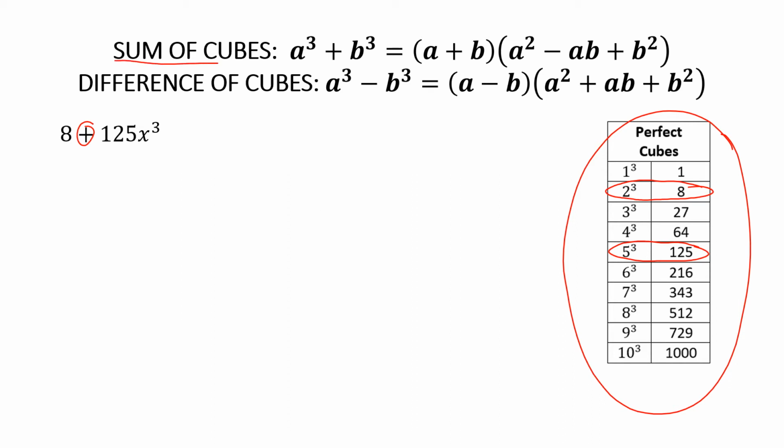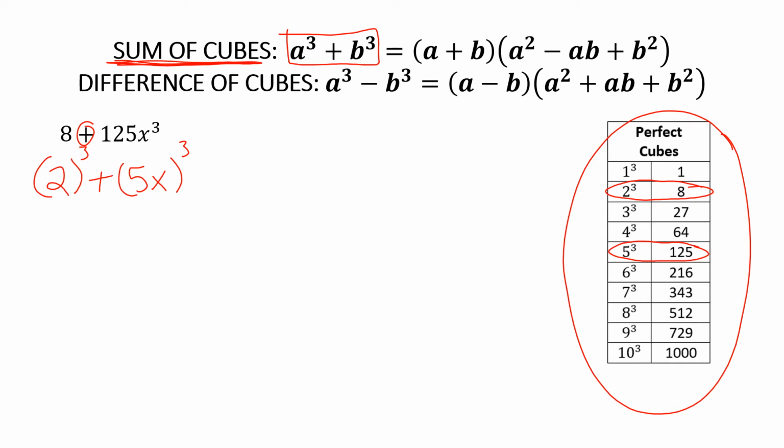So I'm going to be using the sum of cubes formula. And the first thing I'm going to do is break it down to look like this. I want to know exactly what I am cubing in this expression. So we already said that 2 cubed is 8. And this one would be 5x. 5 cubed is 125, and then x cubed is x cubed.